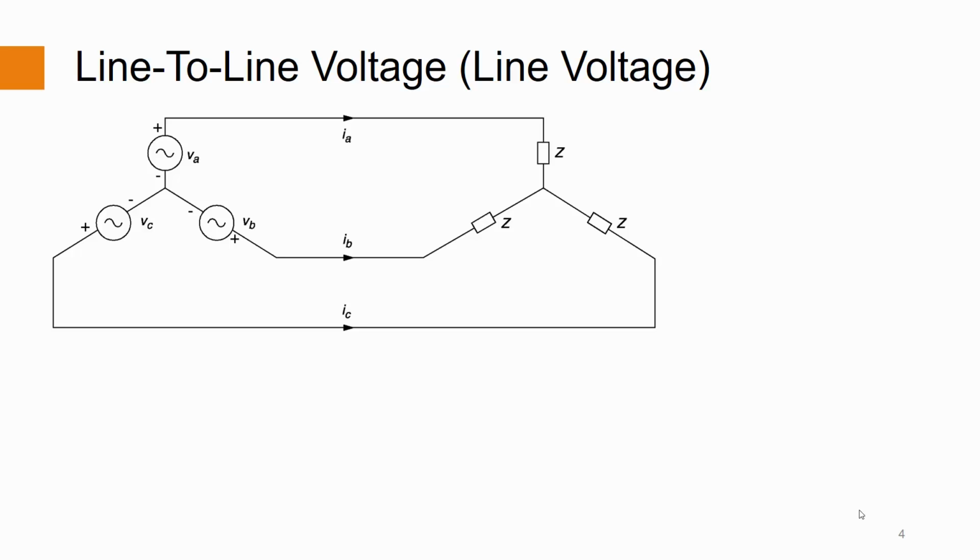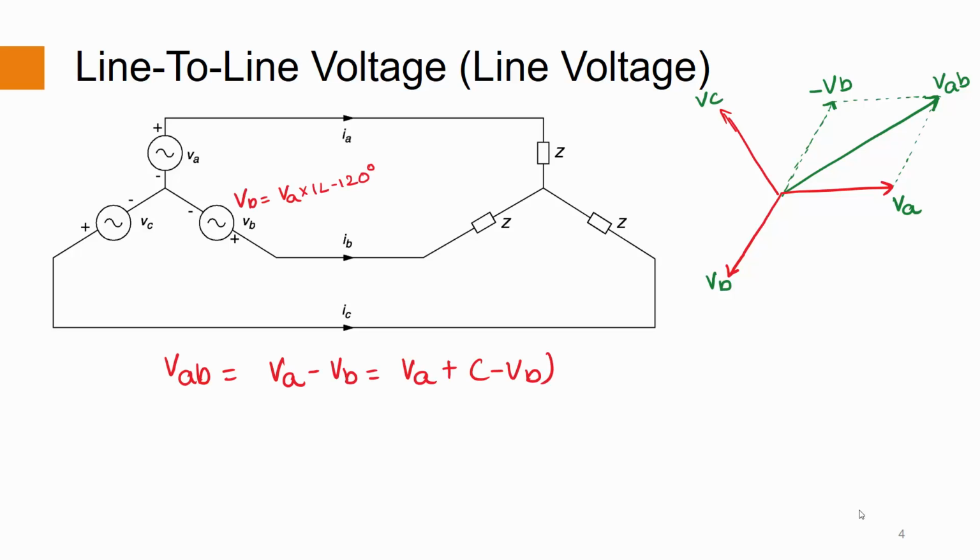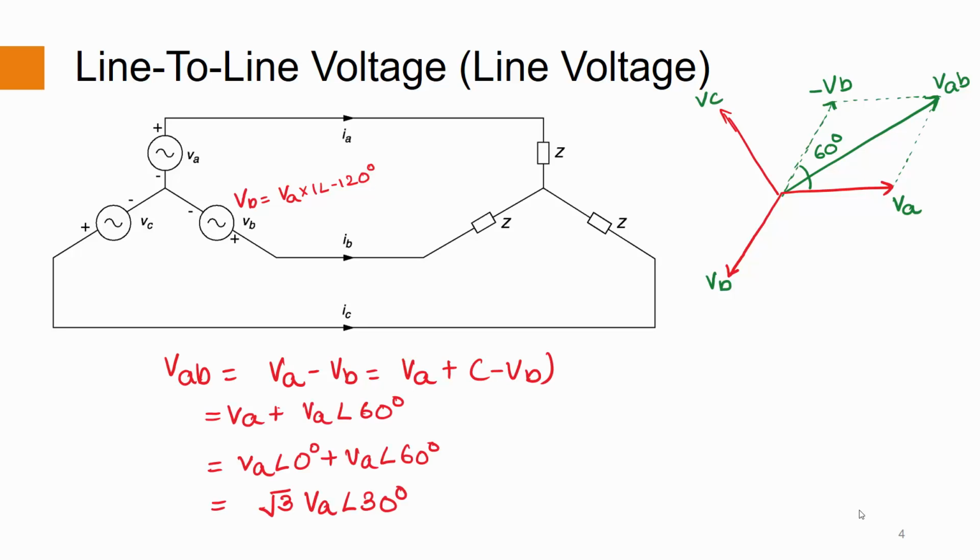Let us assume that we measure the line voltages between phases A and B. This gives us voltage VAB, which is drawn as follows with respect to the individual phases. The phase voltage VB is the same as the phase VA at an angle of minus 120 degrees. Thus, we can express VAB as VA minus VB. VB is VA at an angle of minus 120 degrees. This is clear from the phasor diagram as well. Evaluating this, we get VAB is equal to root 3 times VA at an angle of 30 degrees.